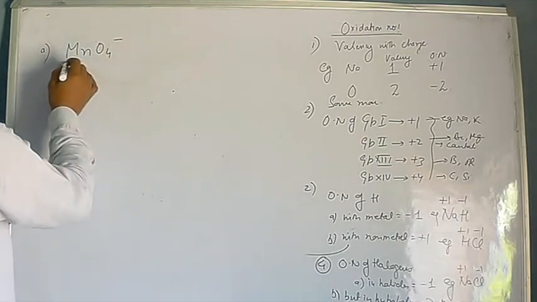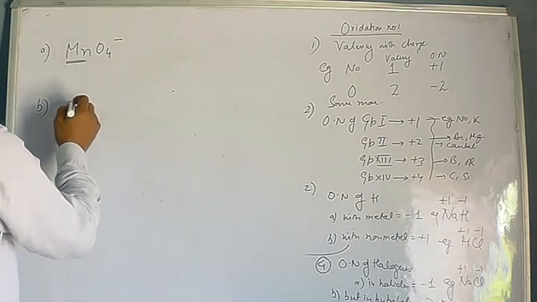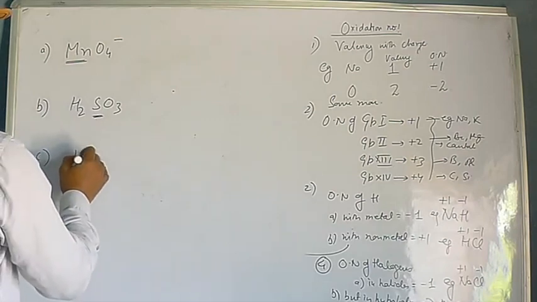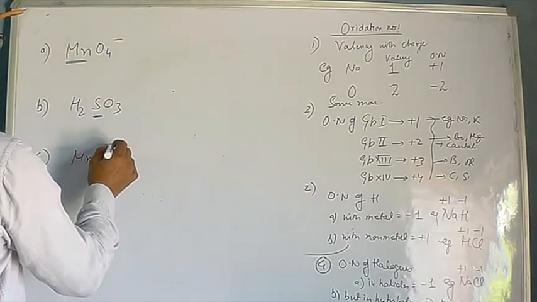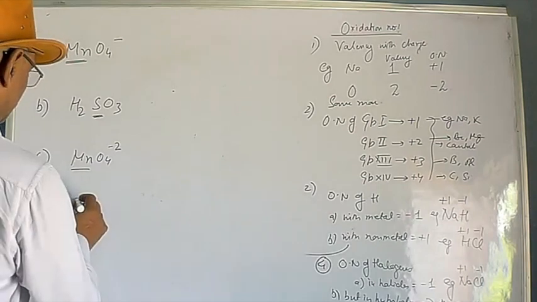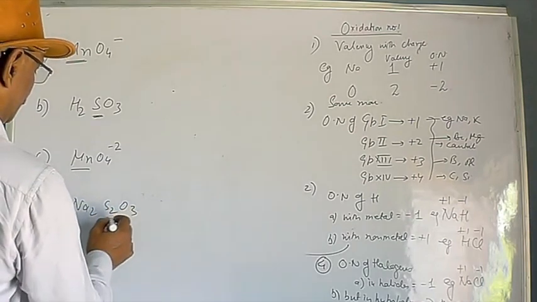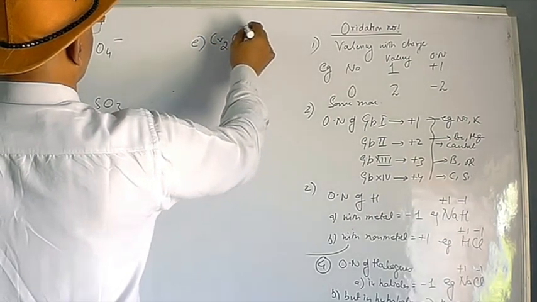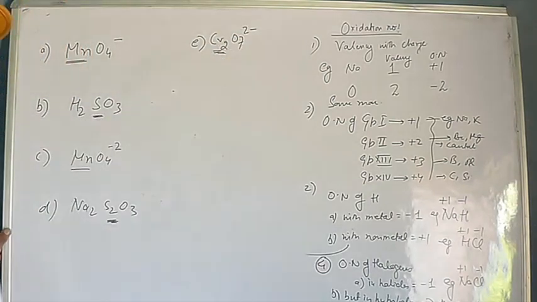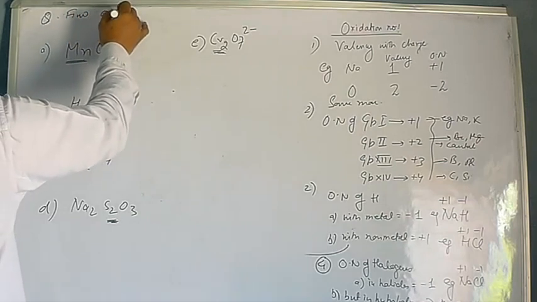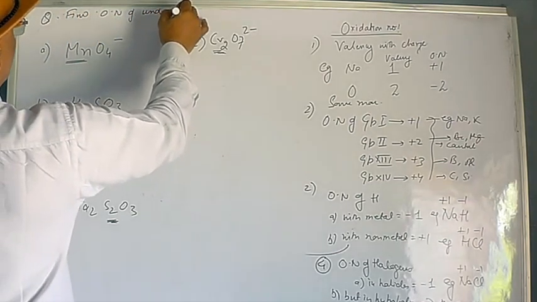MnO4 with 1 negative charge, we are supposed to find the oxidation number of Mn here. Then H2SO3, sulfur here. MnO4 with 2 negative charge, again Mn here. Then Na2S2O3, sulfur. Then the dichromate ion, Cr2O7 2 negative. We are supposed to find the oxidation number of Cr. So class, let us have these 5 examples. The question is, find the oxidation number of the underlined elements.